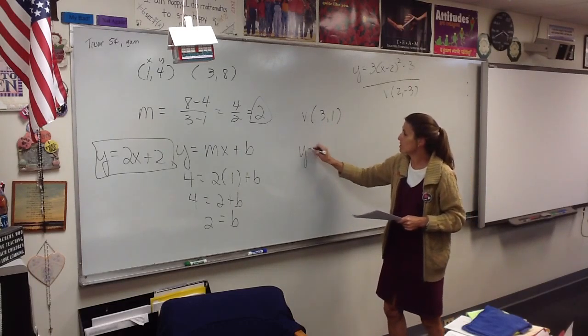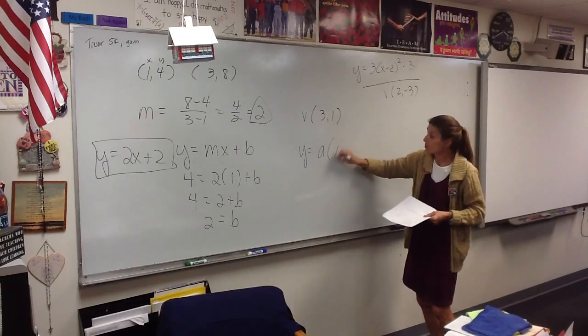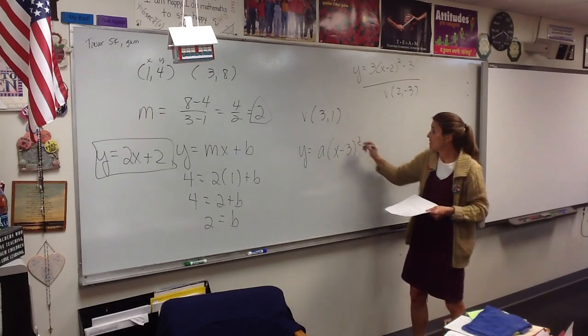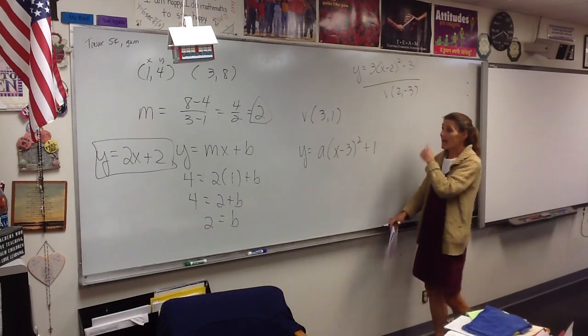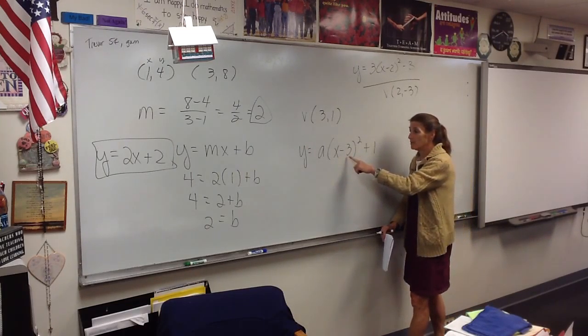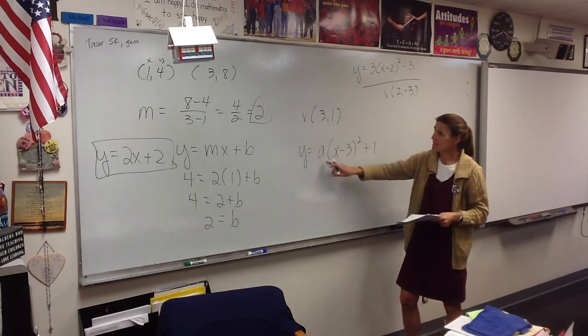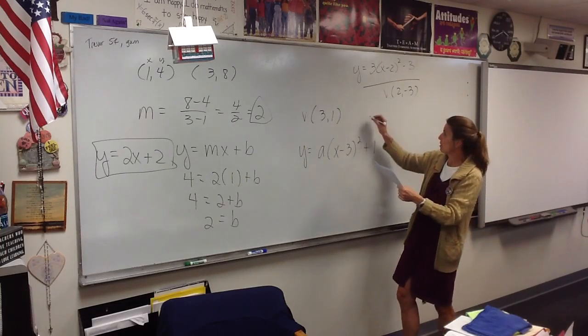So that equation, I don't know what this number is, so I'll call it A. I don't know what that is. But I know my parentheses has to be x minus 3. And I know on the end I have to have a plus 1. Because that gives me a vertex of (3, 1). Now I need to find that missing number. So I'll do it like I did my earlier problem.